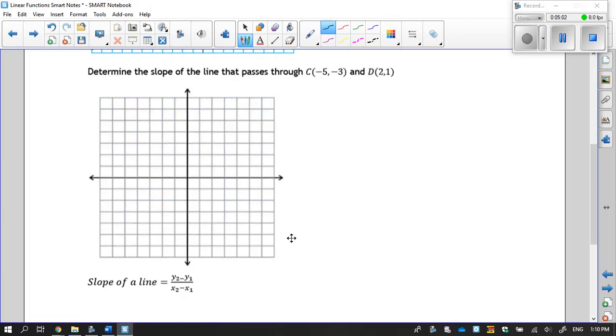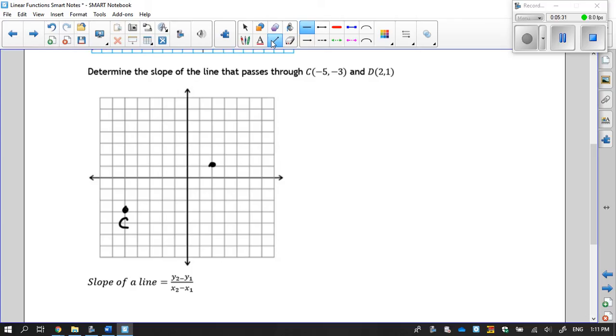So let's determine the slope of a line that passes through C (-5, -3). So 1, 2, 3, 4, 5, and -3, 1, 2, 3. Don't mind me, that's how I usually do my graphing. And then D is 2 over, up 1. And it is a line, not a line segment. So this is going to extend beyond the graph here.